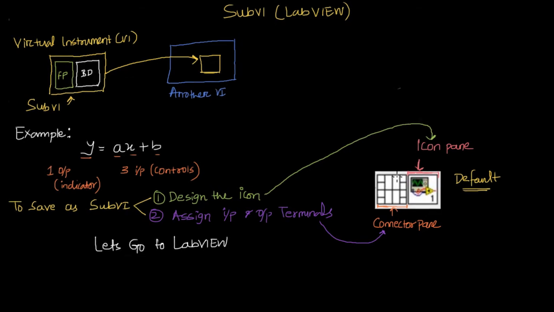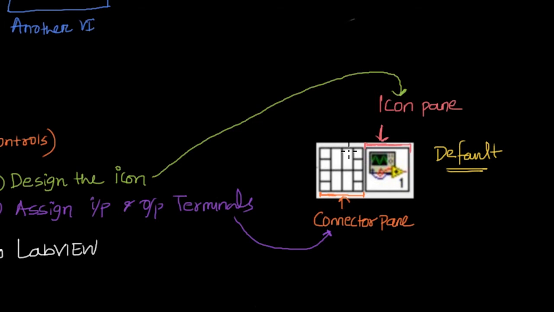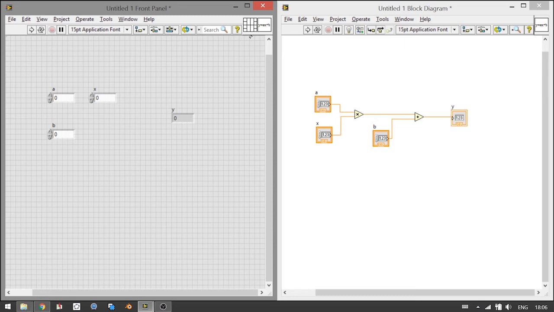Now let's go to the connector pane, which is used to perform the second task, that is assigning the input and output terminals. This default icon gives you an option for assigning 6 inputs and 6 outputs, separated by this center line. Let me draw a line here. Let's pick yellow color and this line. This side you have 1, 2, 3, 4, 5, 6 input terminals, and to its right you have 1, 2, 3, 4, 5, 6 output terminals. But for our SubVI, we only need 3 input terminals and 1 output terminal.